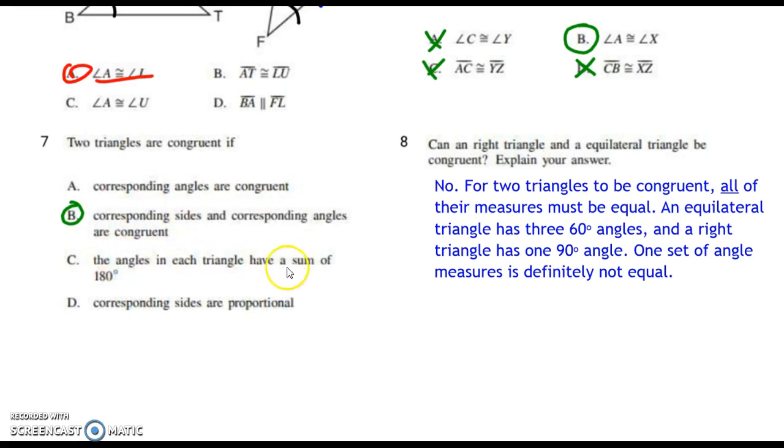The angles in each triangle have a sum of 180. Well, that's true, but it doesn't necessarily make them congruent. That just makes them triangles. And then for letter D, corresponding sides are proportional. That makes them something else, similar, which we'll talk about later.